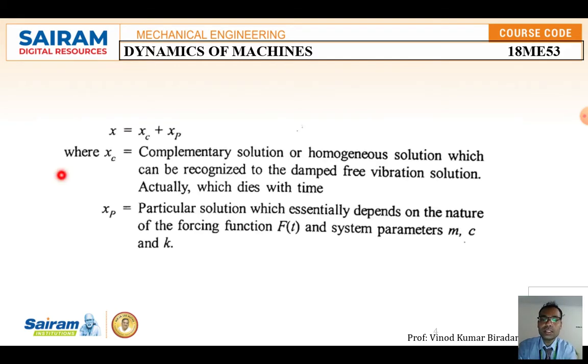But we know that the general solution we are going to consider is the total solution, x equal to x of c plus x of p, that is the complementary function and the particular function. The complementary function we are going to consider without the forcing, that is a free vibration.